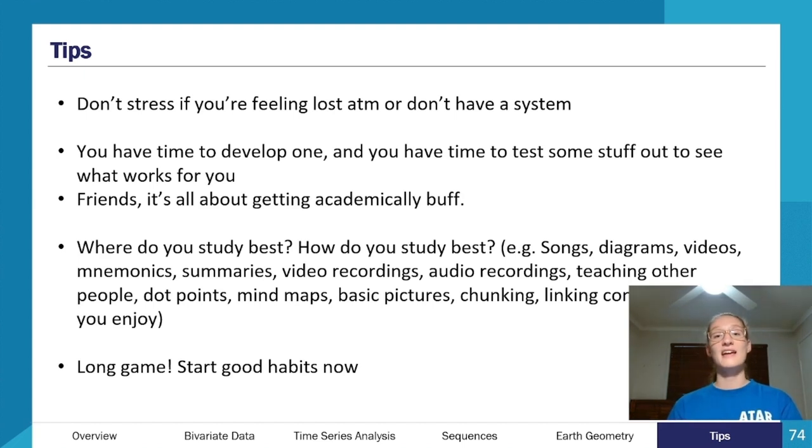Again, it's the long game. Find the strategies, find the tips and the tricks that work best for you. And just make the most of it.